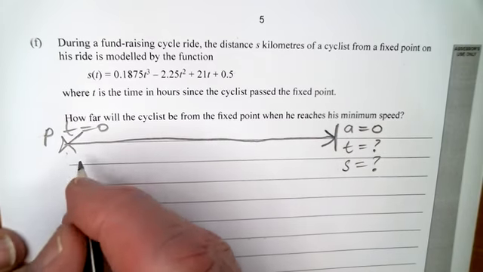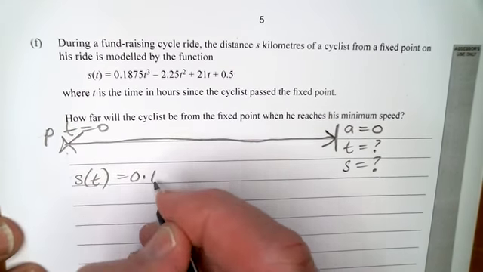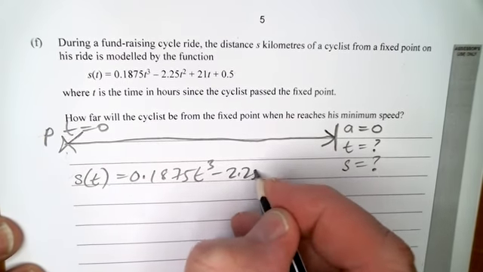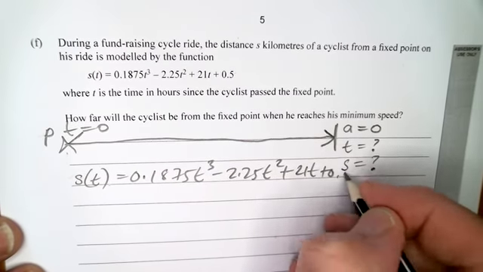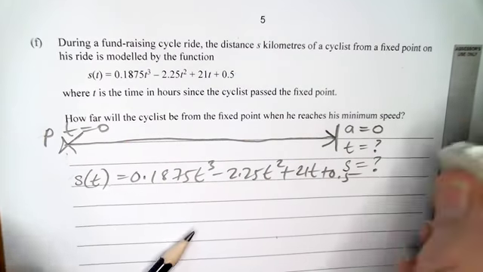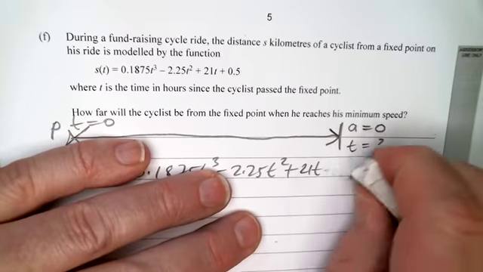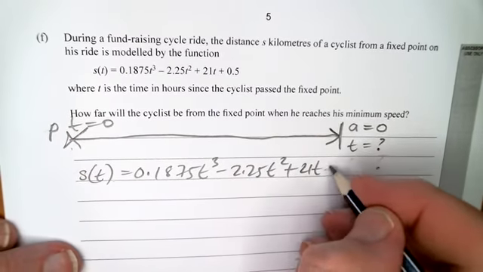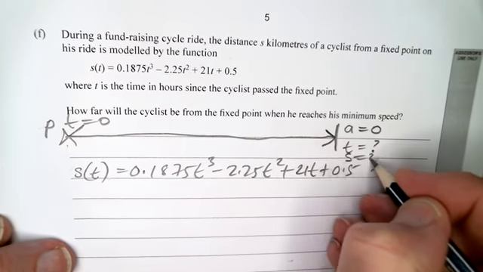Let's do that now. So I've got s of t is equal to 0.1875 t cubed minus 2.25 t squared plus 21t plus 0.5. I'm going to get rid of the other numbers there because that would be quite distracting if someone just looked at the PDF of this. So plus 0.5, and I'll put here s equals question mark. We don't know what s is.